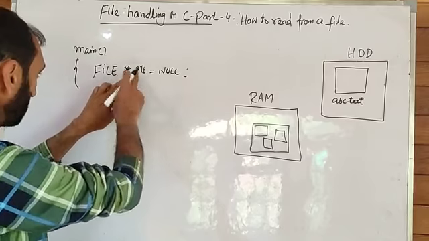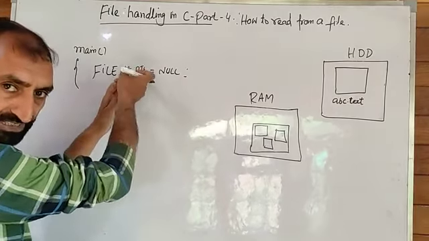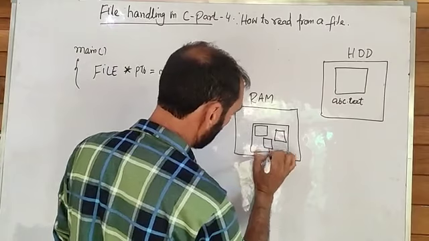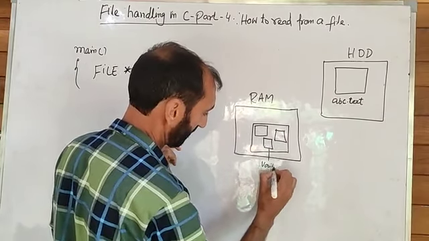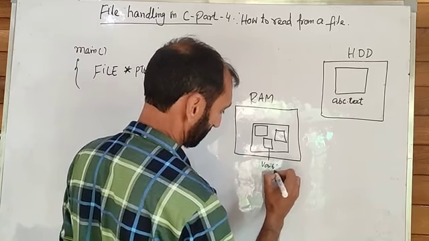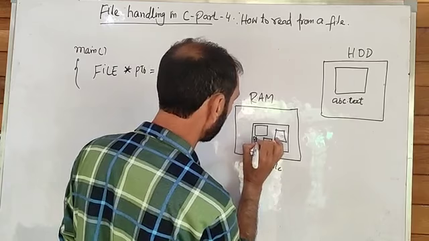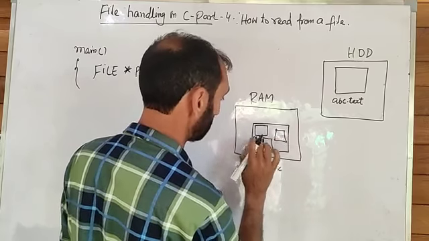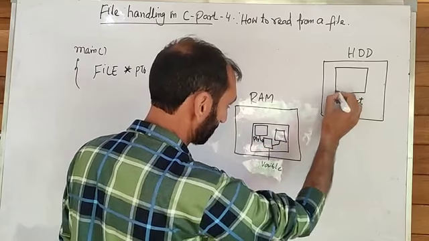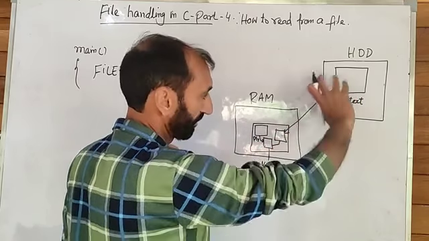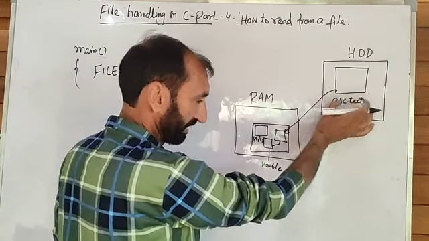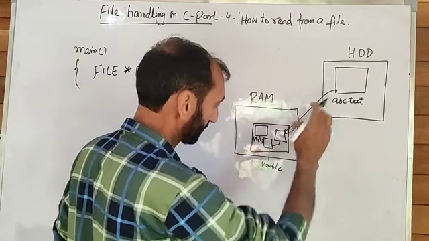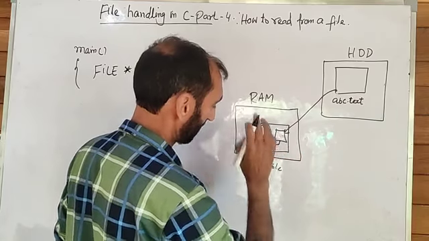This ptr is a pointer which contains the address of a variable of type FILE. For example, this is the FILE variable, and this is our ptr. This ptr contains the address of this variable, which is a buffer. First it will be loaded into the main memory. Whenever we want to perform an operation on this file, it must be loaded into the main memory. The contents are loaded into the memory, and the address is stored here.